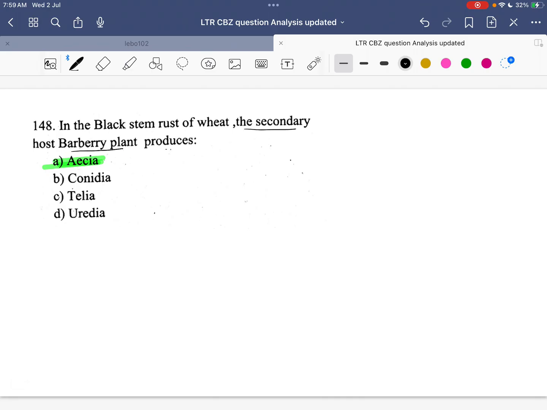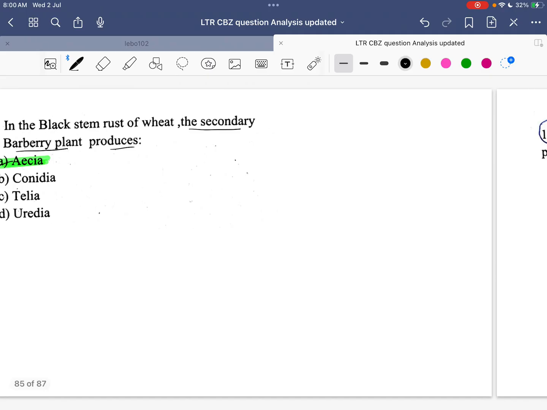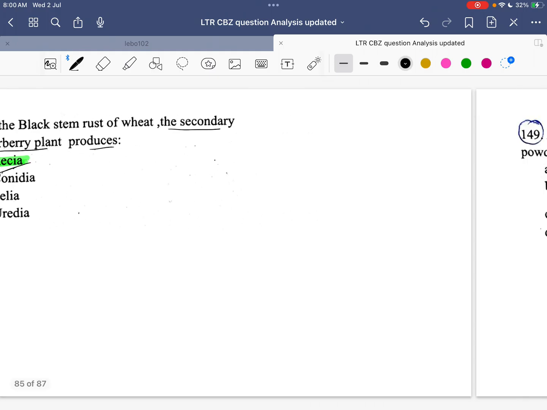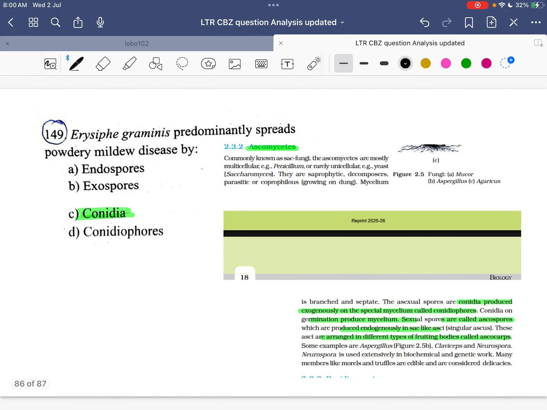The black stem rust of wheat has barberry as its secondary host, where the plant produces aecia. This is also not in the 11th and 12th books or graduation books; it is in higher plant pathology books.